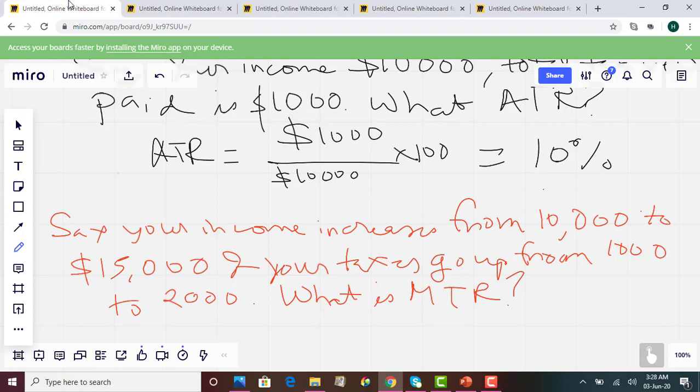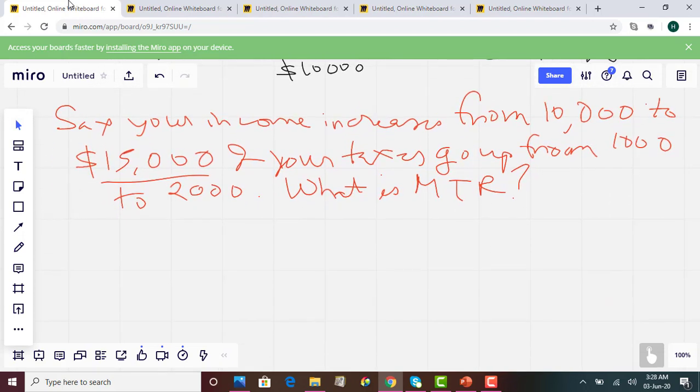So what is that extra tax rate that you are going to pay on the additional income that you're earning? Your additional income in this case is 15,000 minus 10,000, which is 5,000. What is your tax rate on that additional income? We again know the formula is the change in taxes divided by the change in income. So for the marginal tax rate, your change in taxes is $2,000 because now you're paying $2,000.